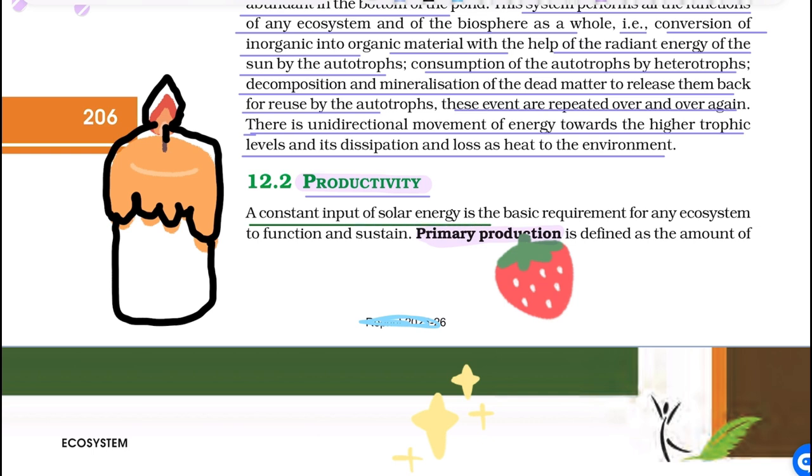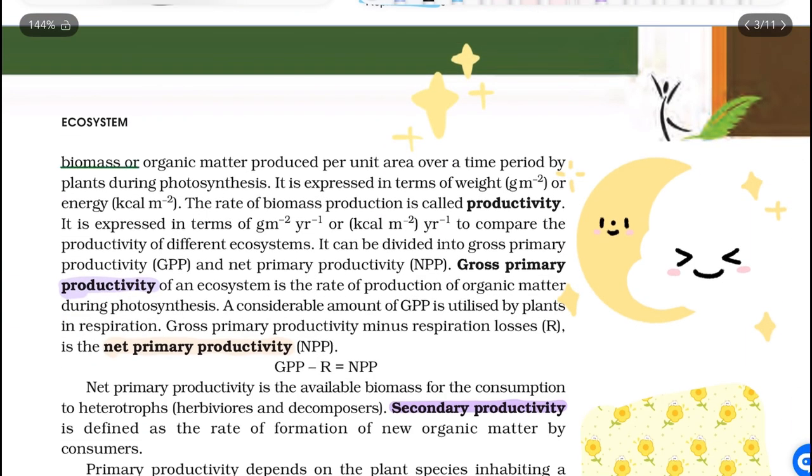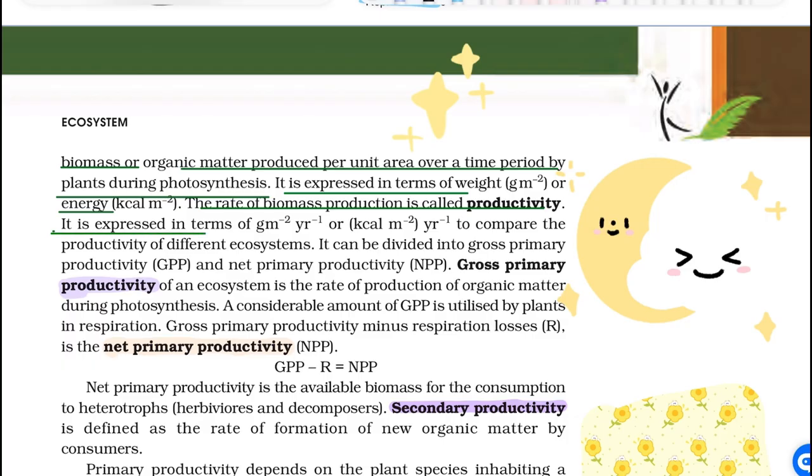A constant input of solar energy is the basic requirement for any ecosystem to function and sustain. Primary production is defined as the amount of biomass or organic matter produced per unit area over a time period by plants during photosynthesis. It is expressed in terms of weight or energy. The rate of biomass production is called productivity. It is expressed in terms of g m^-2 yr^-1 to compare the productivity of different ecosystems.